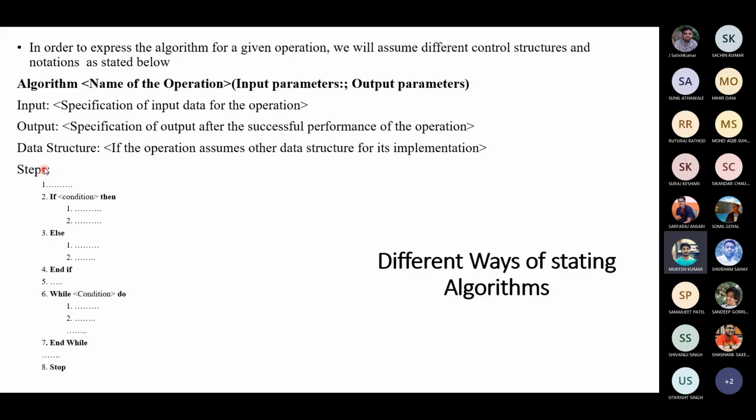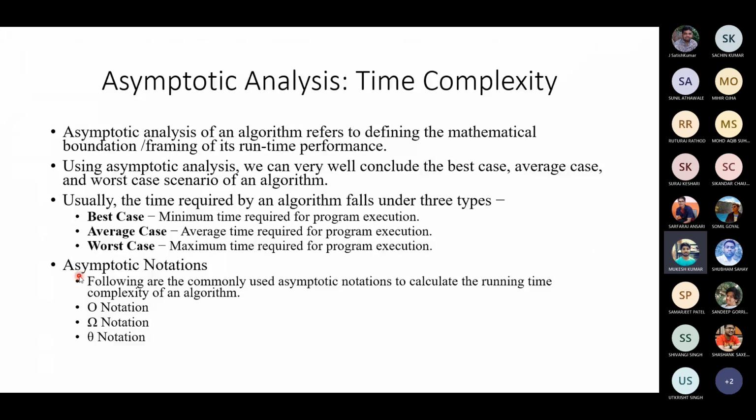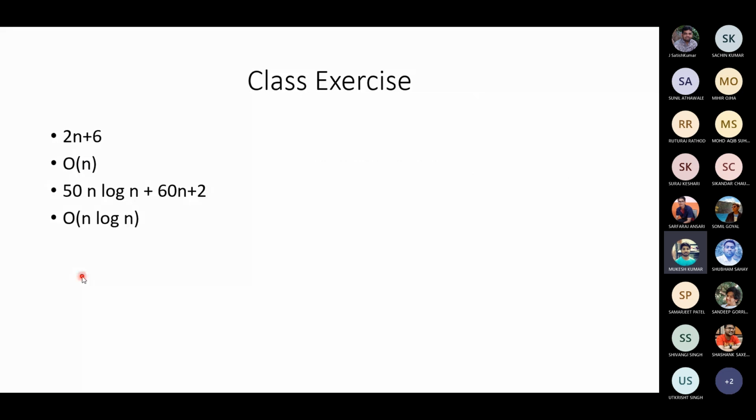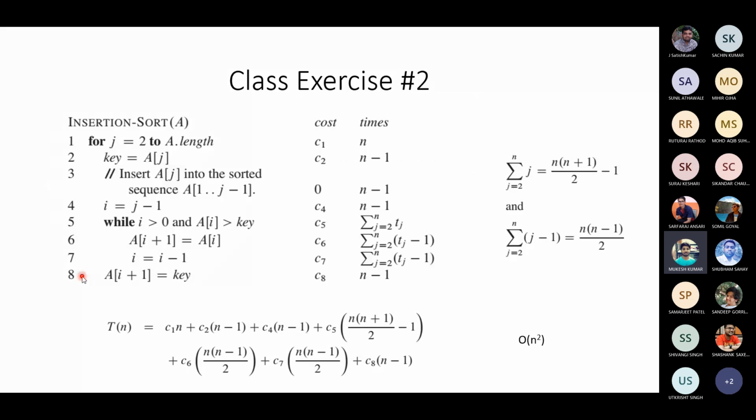For example, I'll show you one algorithm. This will take a lot of time, that's why. This is one way of writing pseudocode. Okay, insertion sort. We will discuss in the next class how this insertion sort works. Here you are defining a for loop from 2 to length of A, where A is your input.